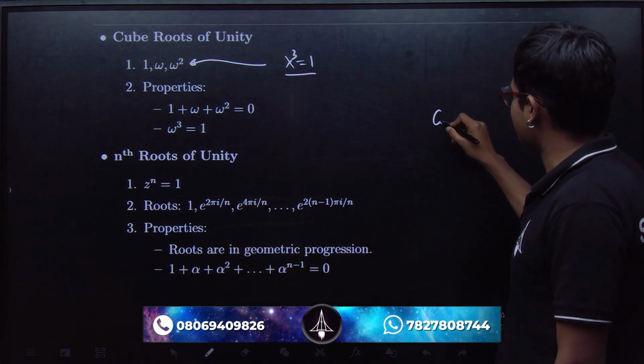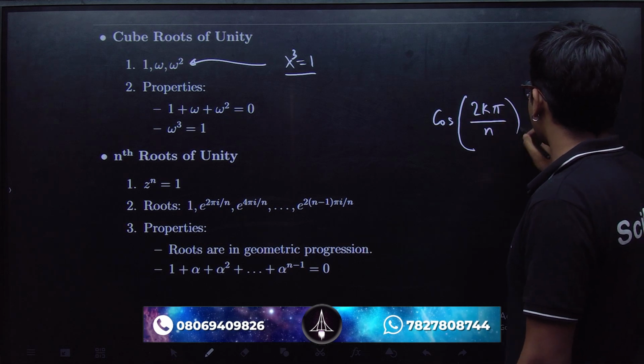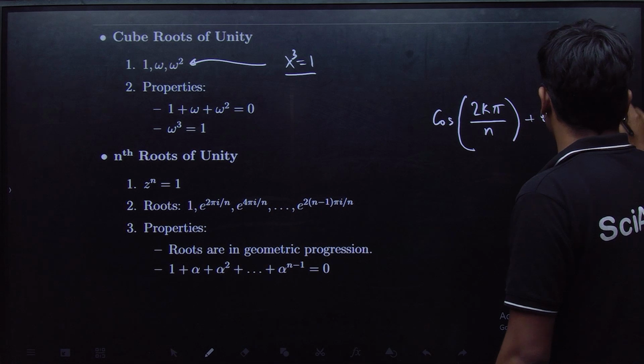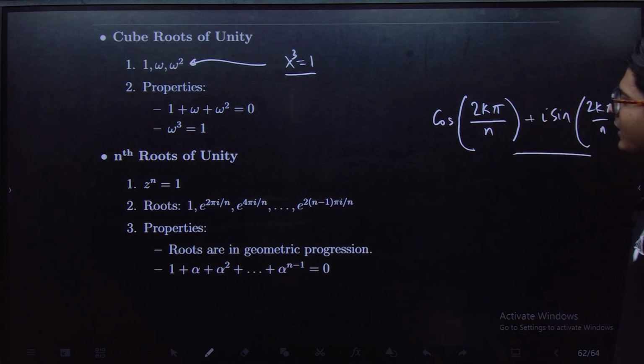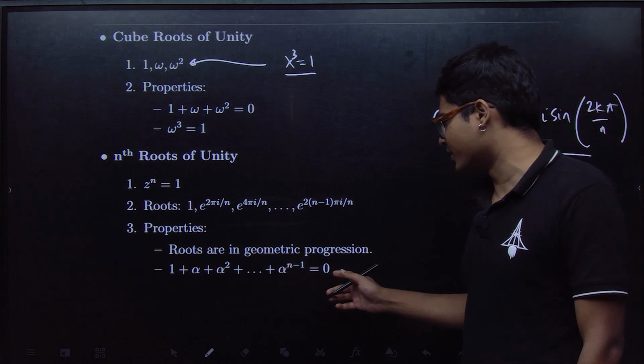So essentially it's cos 2k pi by n plus i sin 2k pi by n. This is the general nth root of unity. So these roots are obviously in a geometric progression because you're multiplying by a constant argument, and the sum of all these roots is obviously going to be equal to 0.